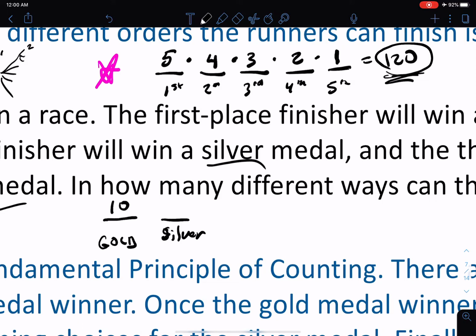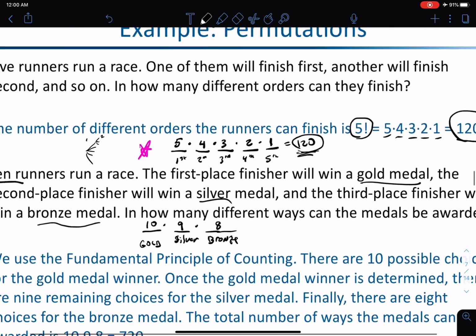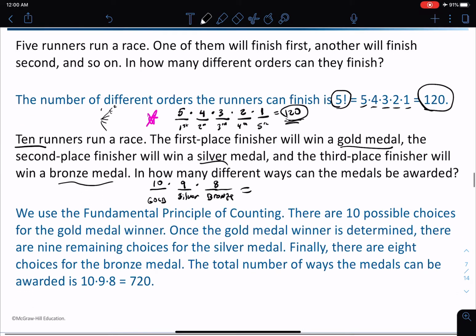Silver. How many possibilities? You have 10 runners. One of them got gold. Now, how many possibilities for silver? There are 9 people left. And finally for bronze, we got a gold, we got a silver, we had 10 total starting, so we still have 8 left that can possibly be bronze. We're using the multiplicative or fundamental counting principle, and we multiply 10 times 9 times 8, and we get a total of 720 different possible ways to arrange that gold, silver, bronze when we have 10 people running.